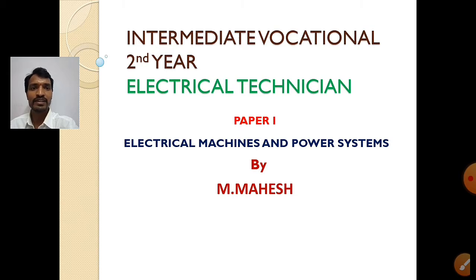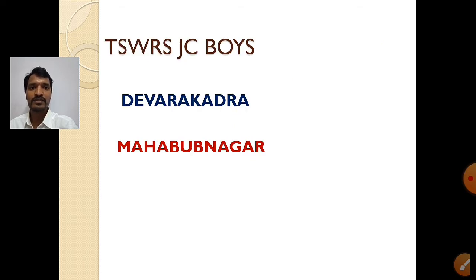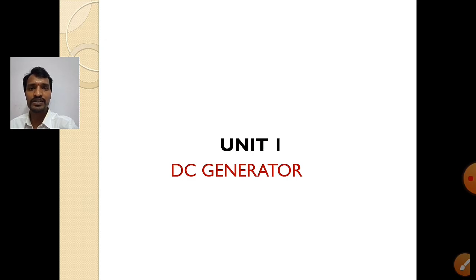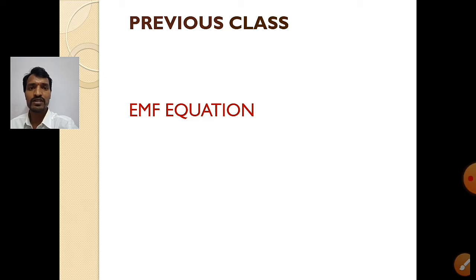Today in our electrical technician course we are going to study about paper 1, that is electrical machines and power systems. In this we have already started our first unit, DC generator. In the previous class we discussed the EMF equation.